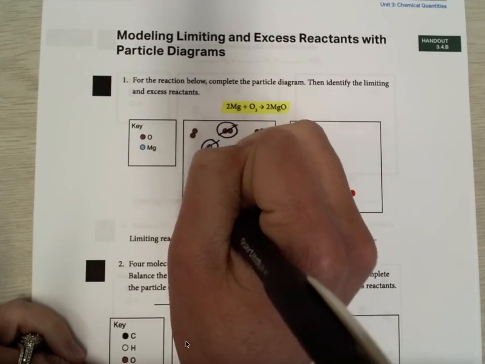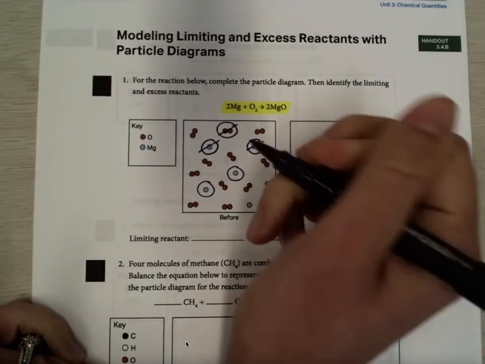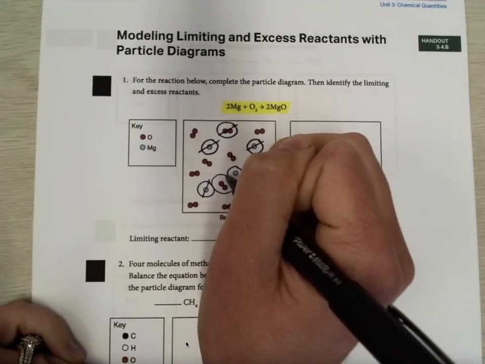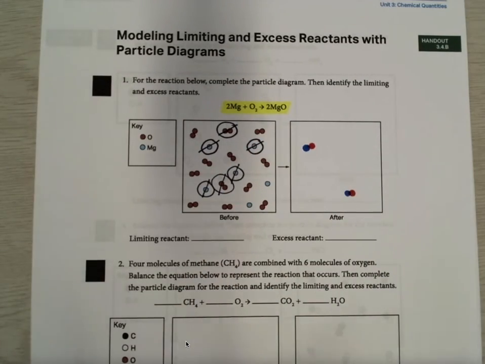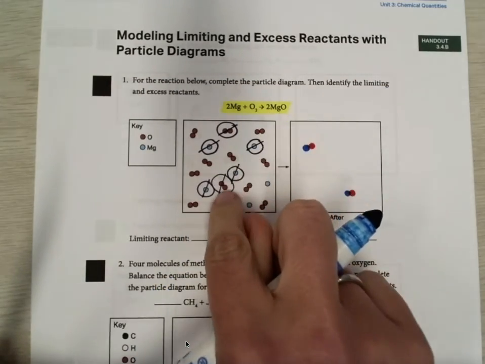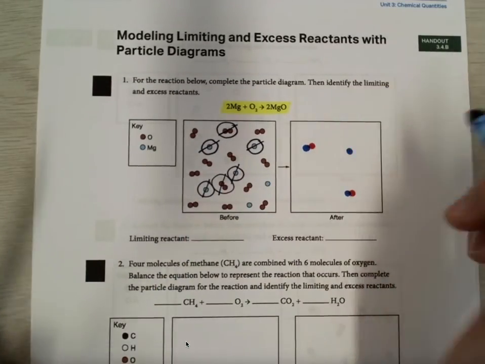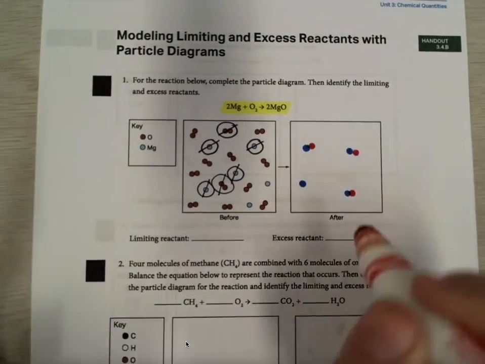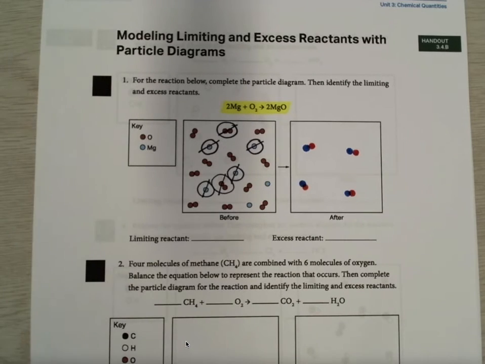Sure. I've got 2 magnesiums, and it doesn't matter which one. I'll take the one in between, 1 oxygen. Those will break apart. 2 magnesiums and 1 oxygen will form 2 magnesium oxides. Can I do it again? Yes.